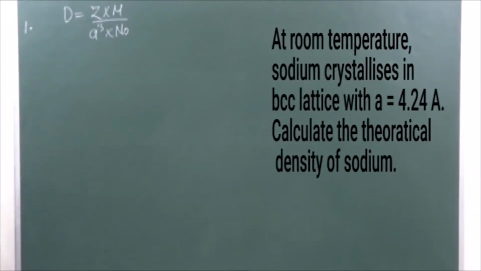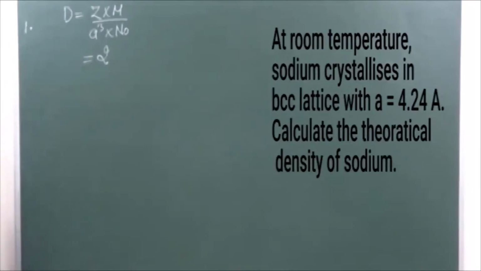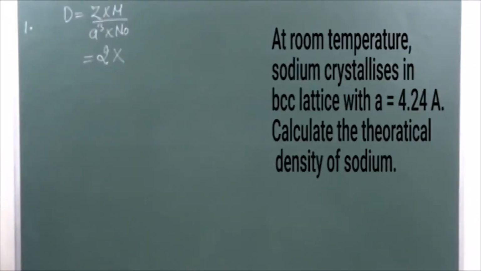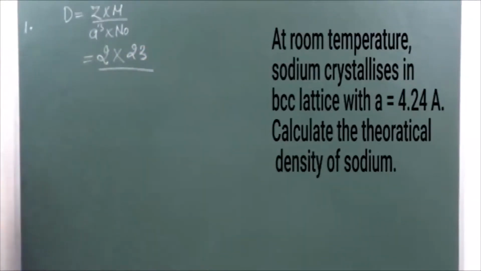D is equal to Z into M upon A cube into N naught. So Z over here, it is a body-centered cubic lattice. We had discussed that for body-centered cubic lattice, Z becomes equal to 2. And then we take the atomic mass of sodium. The atomic mass of sodium is 23. The edge length given is 4.24 Angstrom. This has to be converted into centimeter.